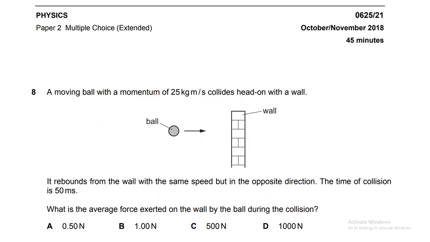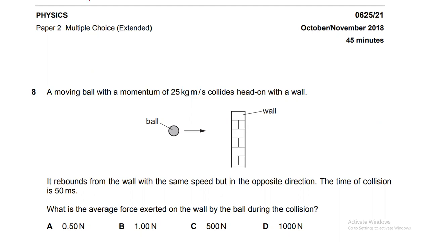October, November 2018 paper 2-1, question number 8. A moving ball with a momentum of 25 kg meter per second collides head-on with a wall. It rebounds from the wall with the same speed but in the opposite direction. The time of collision is 50 milliseconds.